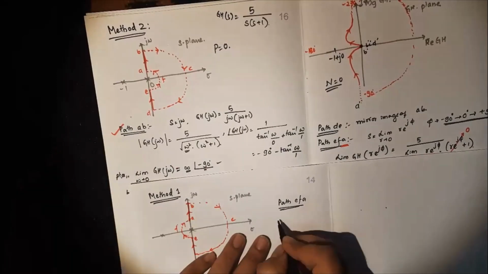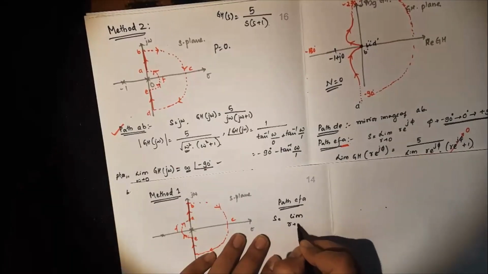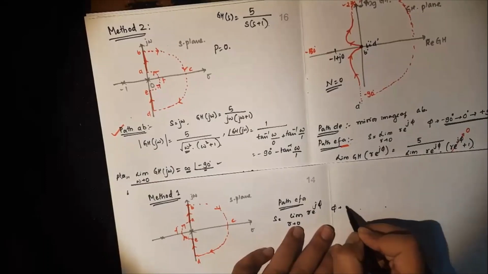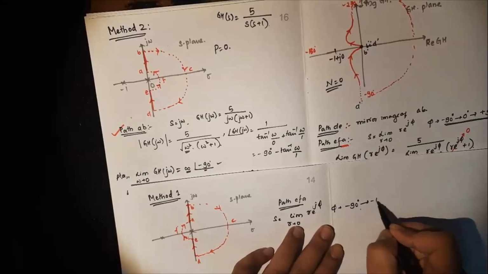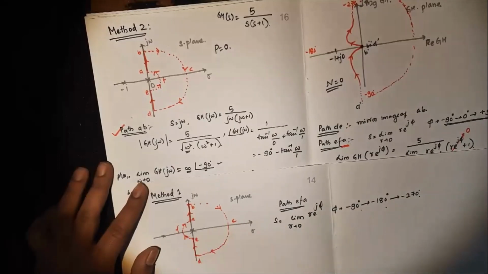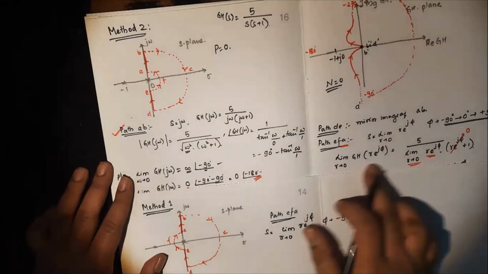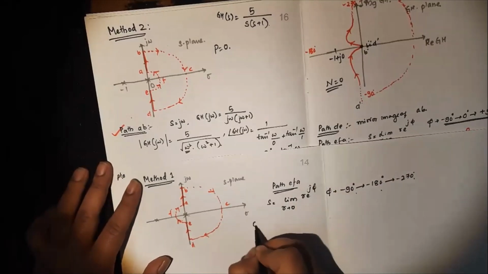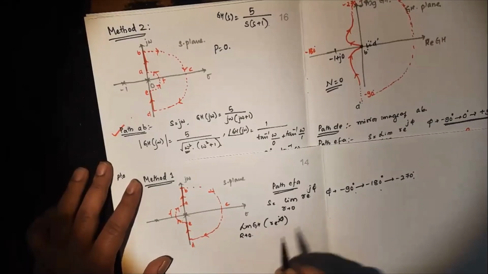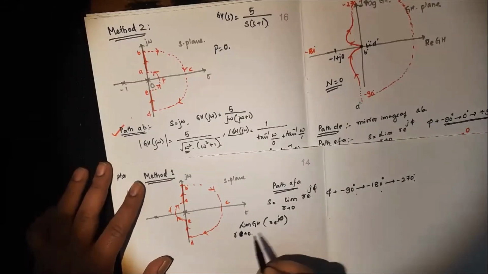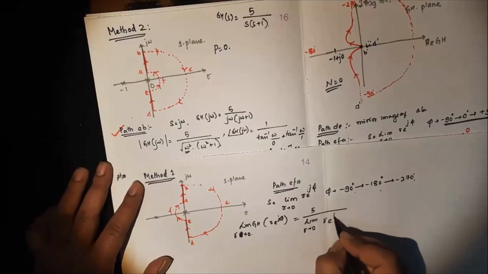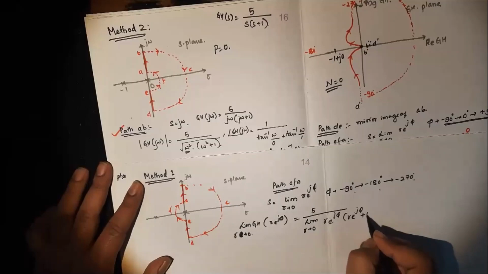Path EFA, I will define path EFA as s equal to limit r tends to 0 of r into e raised to j phi. So phi is changing now from minus 90 degree to minus 180 degree, then to minus 270 degree. Okay, then follow the same steps. Only phi is different now. So limit as r tends to 0 of G(s)H(s) equals k divided by limit as r tends to 0, r into e raised to j phi, and r into e raised to j phi plus 1.